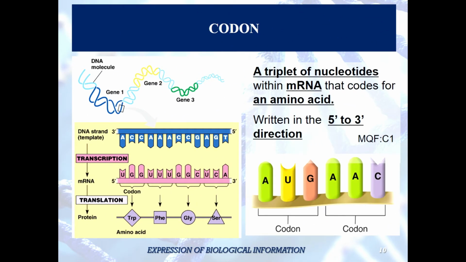Before we proceed with translation, let us find out about codon, anticodon and tRNA. Codon is a triplet of nucleotides within mRNA that codes for an amino acid. Codons are customarily written in the 5' to 3' direction.